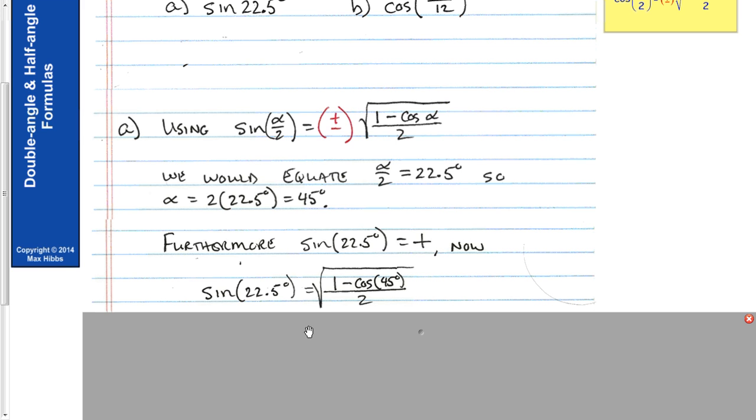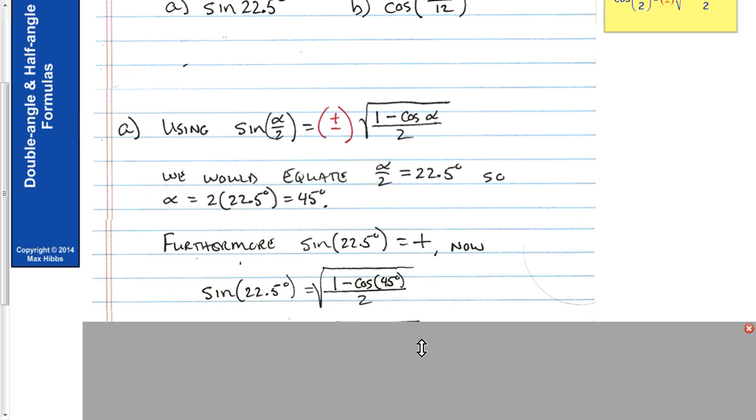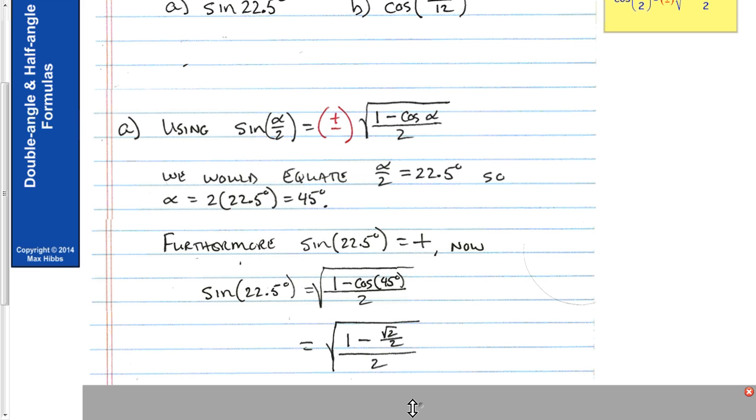So here we go. Alpha over 2 is 22.5 degrees, so we have sine of 22.5 degrees is equal to a positive square root. We made that decision. And it's the square root of 1 minus cosine of alpha, and alpha is 45 degrees, and all that's divided by 2. So now it's a simple replacement for cosine of 45 degrees, which is the square root of 2 over 2.